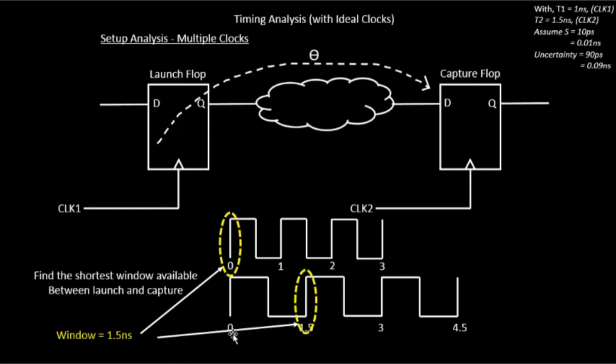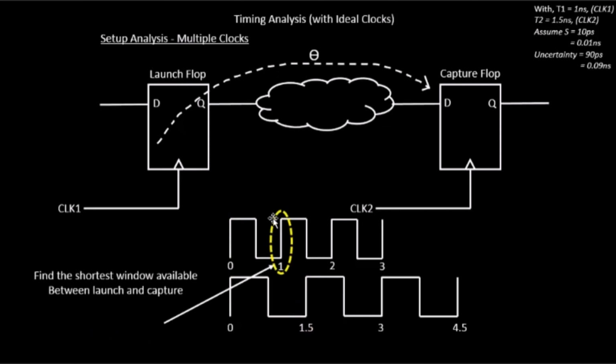Okay, but this might not always be true. And why is that so? Let's look into another scenario. Let's say now the data comes at this particular rising edge. The launch flop sends the data at the rising edge of clock 1, the launch edge, which is this one. And data gets captured at the next rising edge that the circuit sees at clock 2, which is this one. So data is getting captured at clock 2.